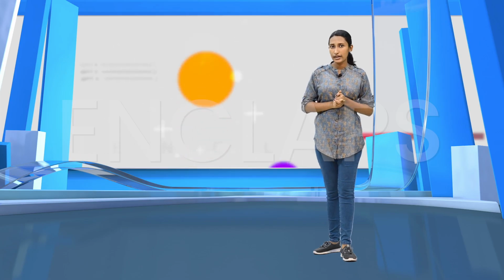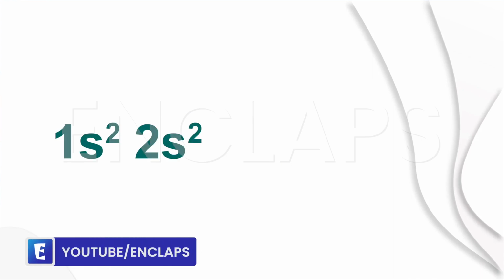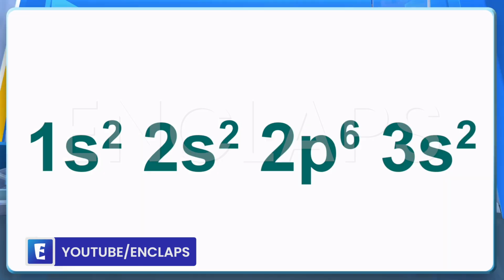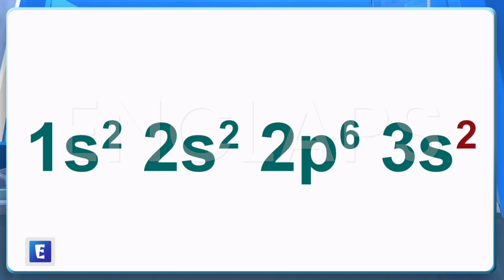Now consider one more example. Look at this electronic configuration, 1s2, 2s2, 2p6, 3s2. Here you can see that the outermost shell contains 2 electrons in the 3s subshell. Since the outermost subshell is the 3s subshell, it belongs to S block in the periodic table. Then how will you find out its group number? Yes, you just count the number of electrons in this 3s subshell. It contains only 2 electrons. That means it belongs to group 2 in the periodic table.